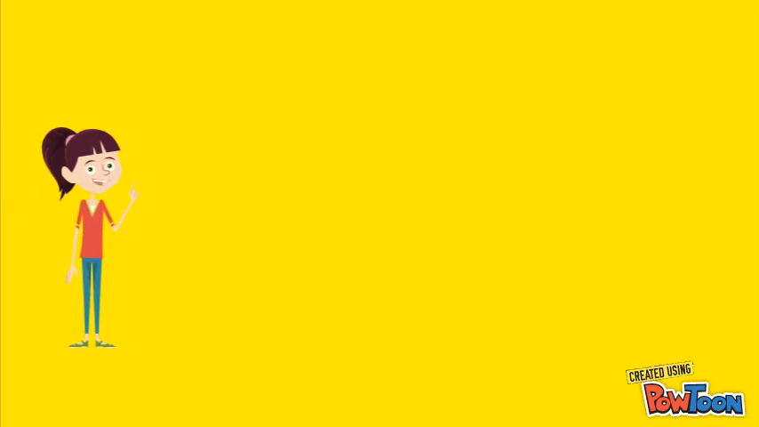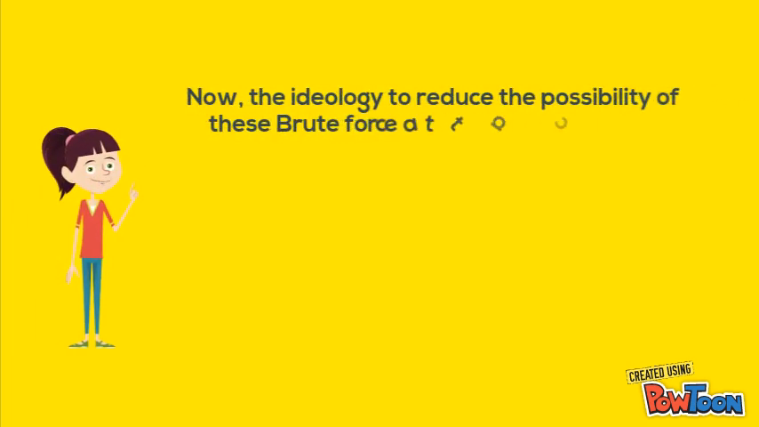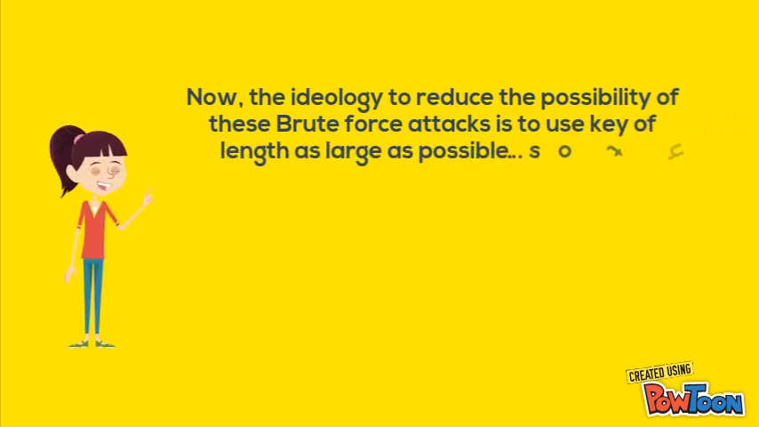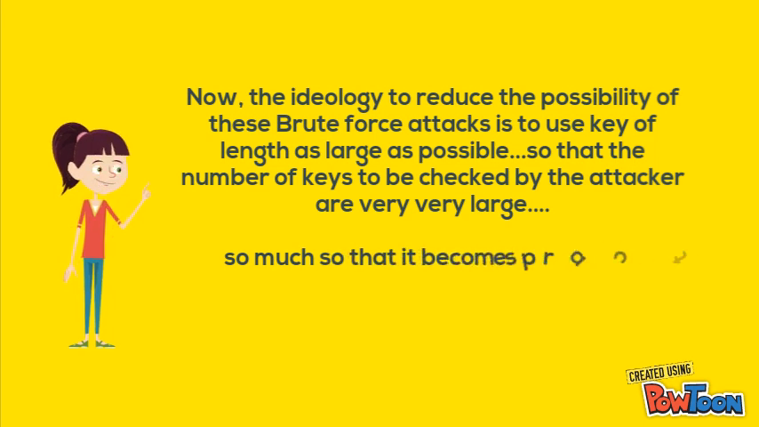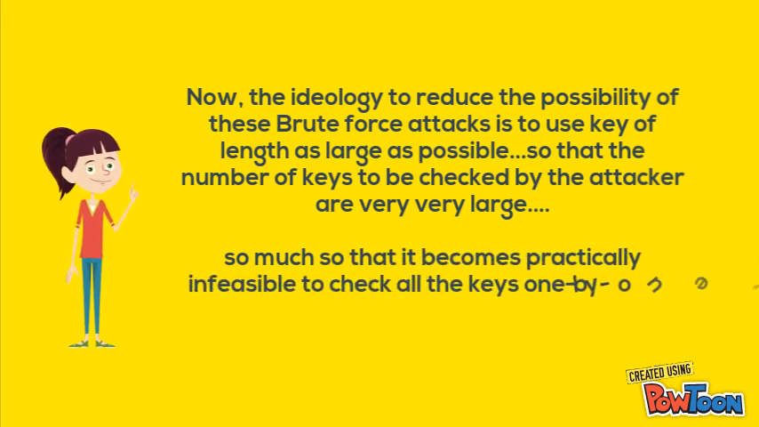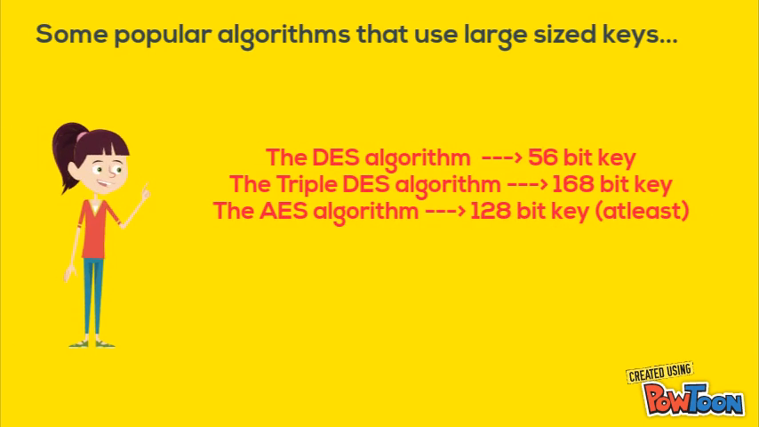In order to reduce the possibilities of the brute force attack, large-sized keys should be used, so that it becomes near impossible for the attacker to try all the possible keys one by one. DES uses 56-bit key. Triple DES uses 168-bit key. AES uses 128-bit key at least.